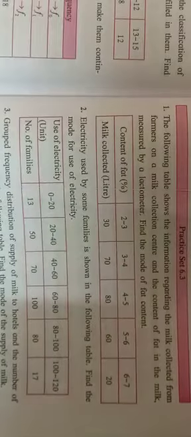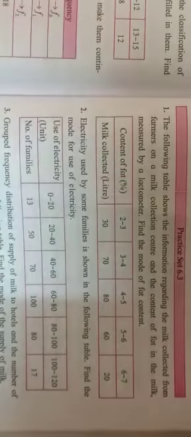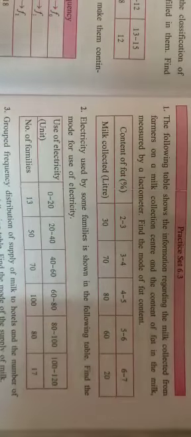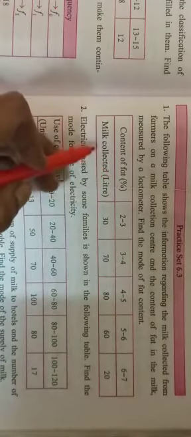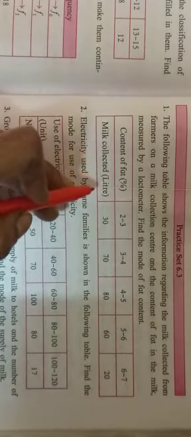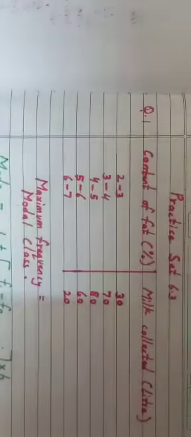The first question says, the following table shows the information regarding the milk collected from farmers on a milk collection center. And the content of fat in the milk is measured by a lactometer. See, lactometer is an instrument to measure the content of fat. That is given to you, and milk collected is also given in liters. And percentage of fat is given. Now, find the mode of fat content. So, we will solve it now.